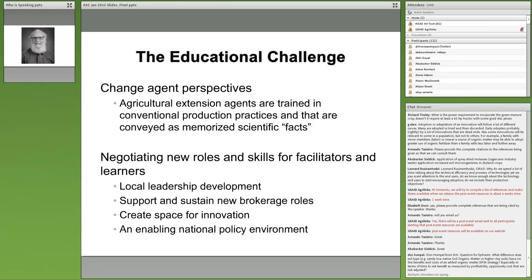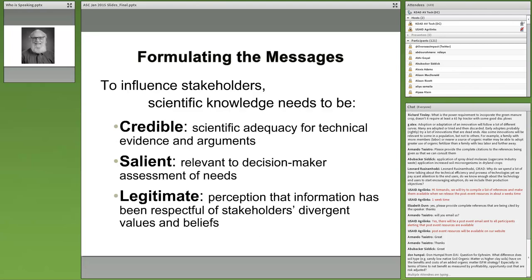So we need to develop agents who are skilled facilitators, negotiators, linguists, translators. What do they need to be doing? They need to be formulating messages to influence stakeholders, and that scientific knowledge needs to be credible, salient, and legitimate. Listening is perhaps the most important skill.